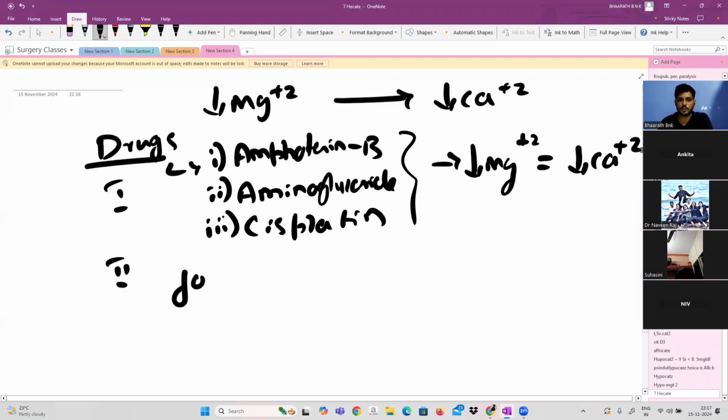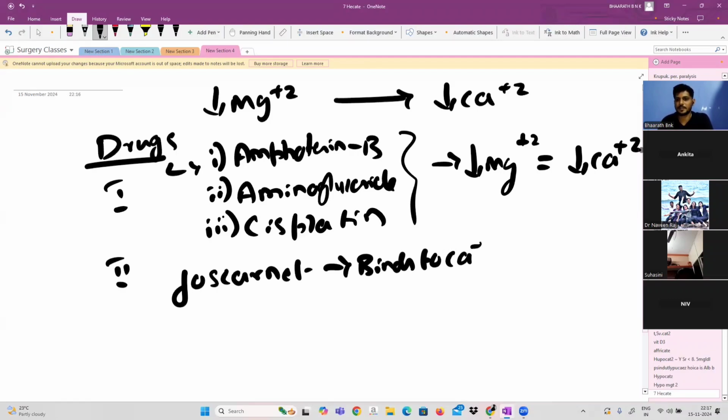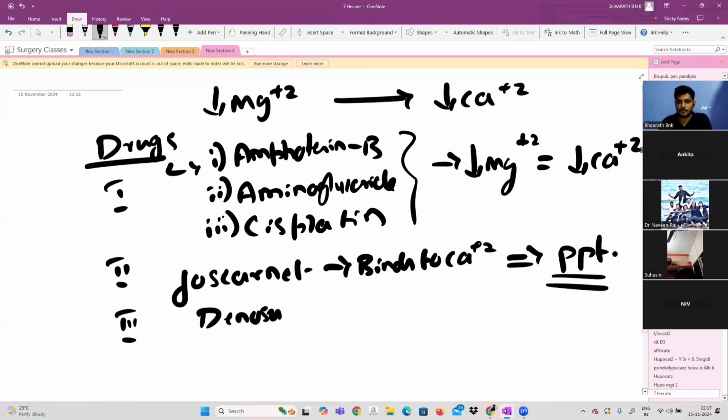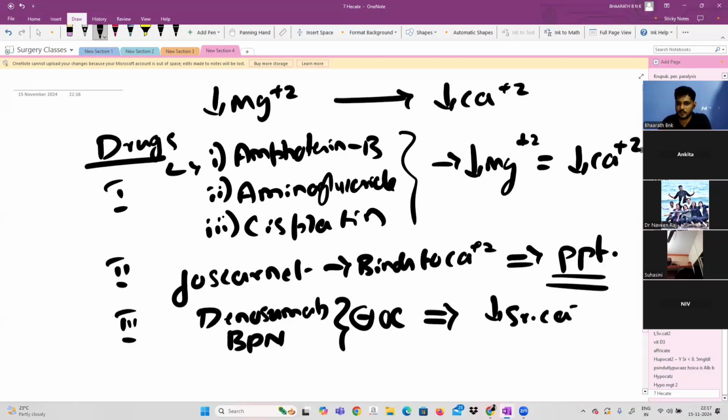Second class of drug would be foscarnet, right? This foscarnet binds to calcium and it precipitates, right? Calcium has to be in the free form. It binds to ionized calcium, it precipitates, so it causes hypocalcemia. Third would be denosumab and bisphosphonates. Now, denosumab and bisphosphonates inhibit osteoclasts. So when osteoclast is inhibited, the release of calcium from the bone is inhibited. So that is why they will reduce the serum calcium levels, right? So these are the drugs which will reduce the serum calcium levels.